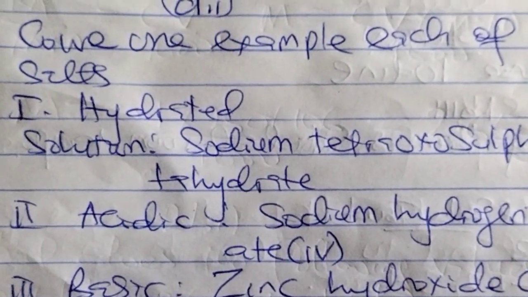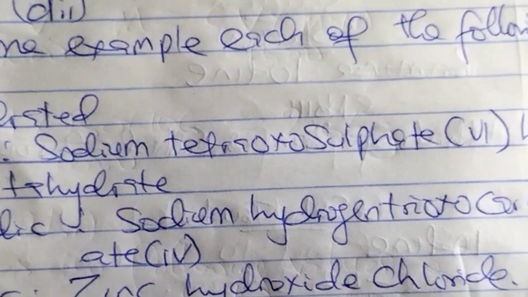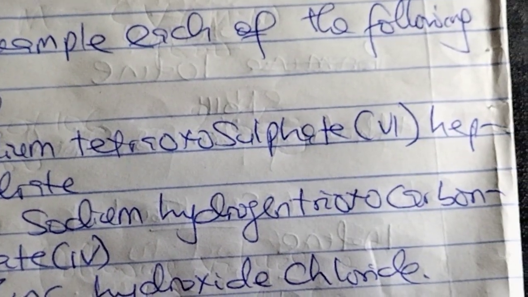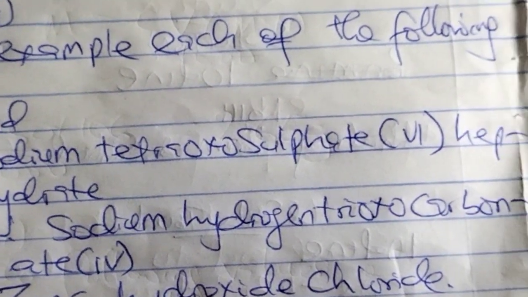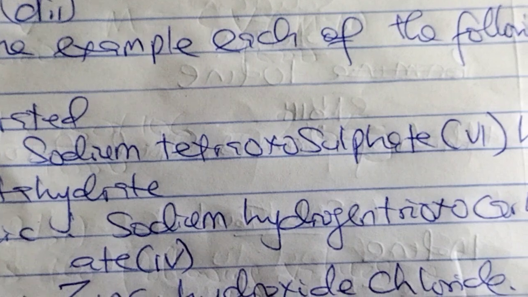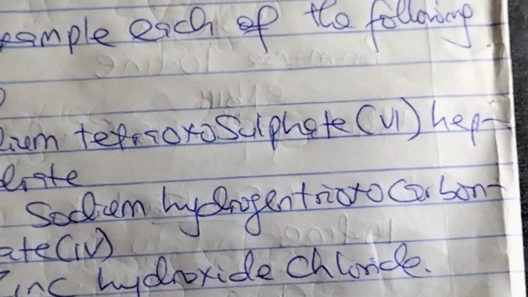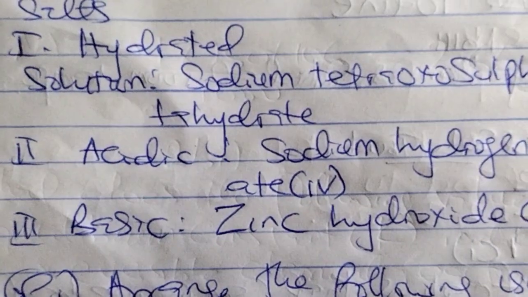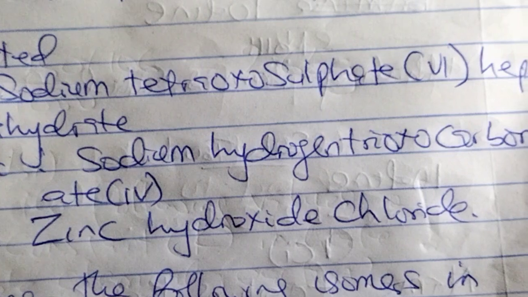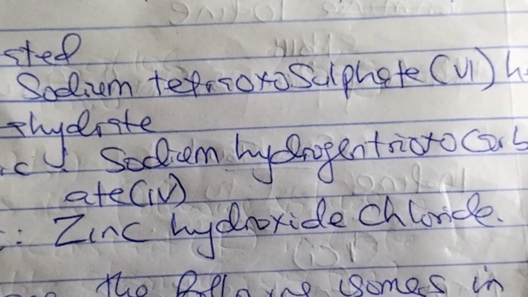Then acidic salt, we have sodium hydrogen trioxocarbonate 4. You can as well say sodium hydrogen tetraoxosulfate 6. Then basic salt, zinc hydroxide chloride. Zinc hydroxide chloride is the basic salt.